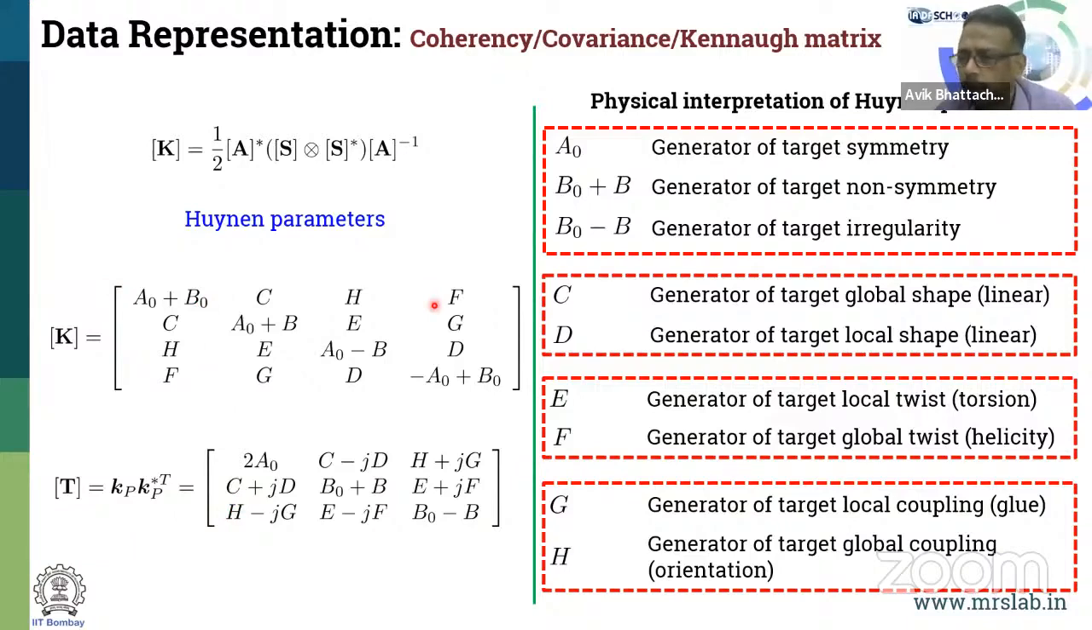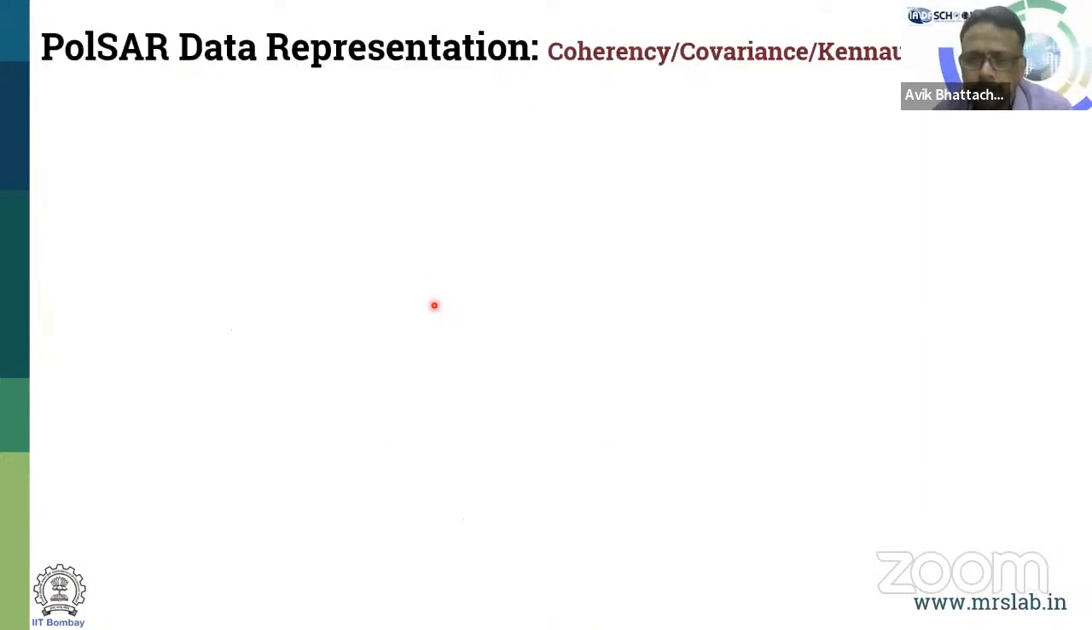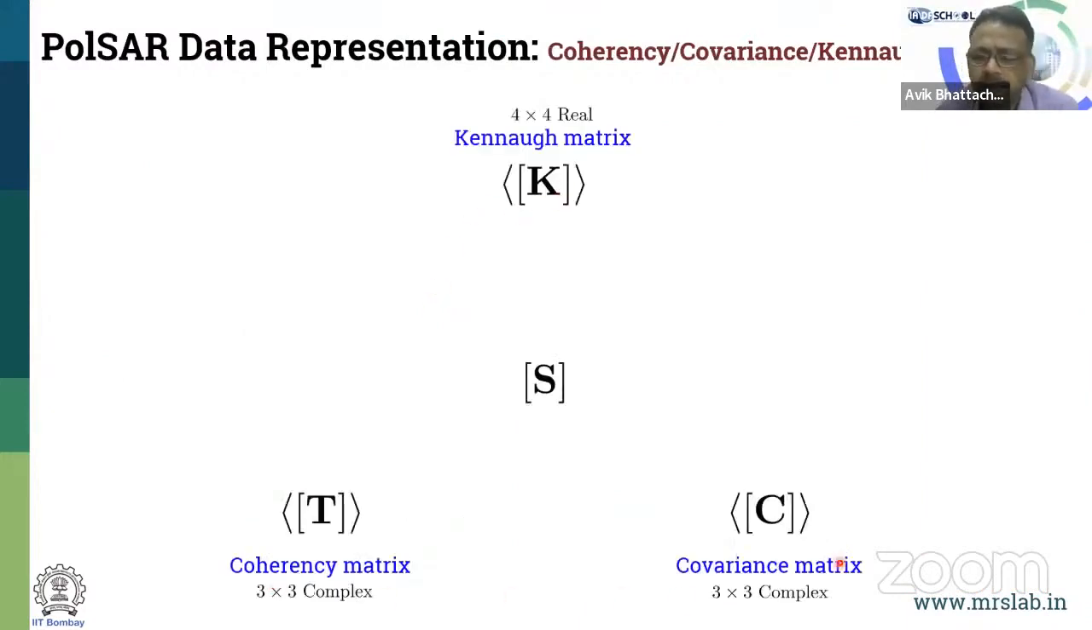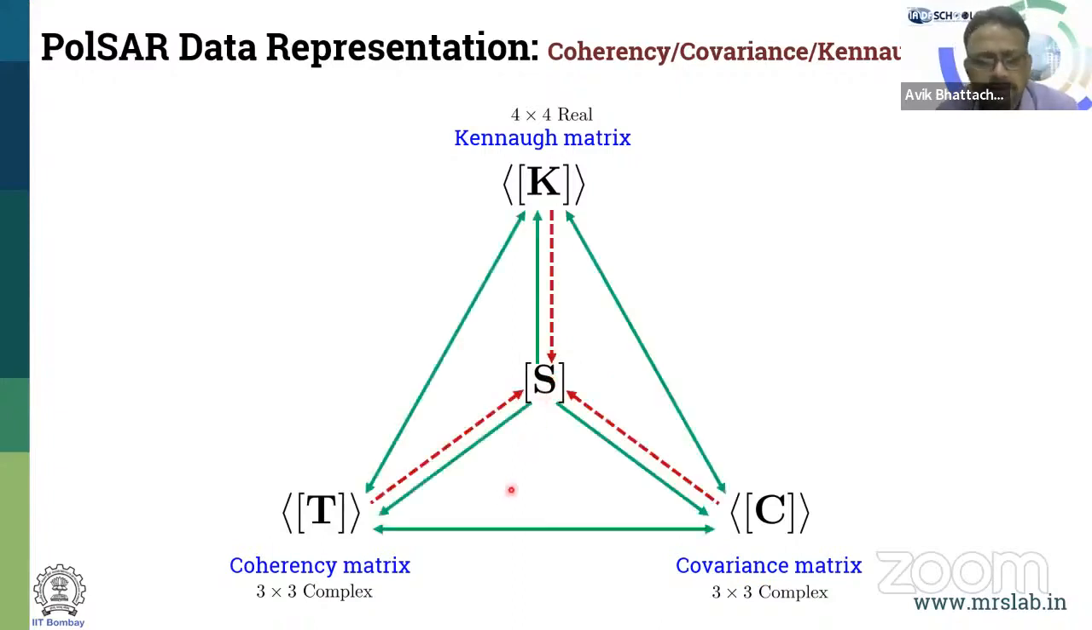And this gives you a very nice insight of each element, either of the coherency matrix or transformed into the Kennaugh matrix. Now the question arises: why do we have these three representations and what can we do with them? If you put them into a kind of triangle, I have the Kennaugh matrix over here, the coherency matrix and the covariance matrix. In between sits the S matrix, the Sinclair matrix or scattering matrix. Now simply, we can transform from one to the other. It's very easy. To transform from a covariance to a coherency matrix is just a unitary transformation. You can go from the T to the K, from C to K, and vice versa.